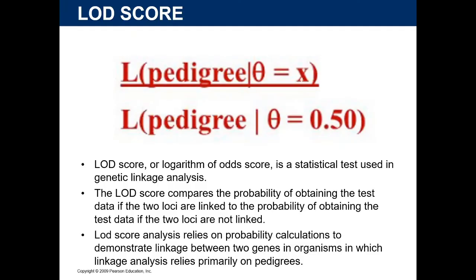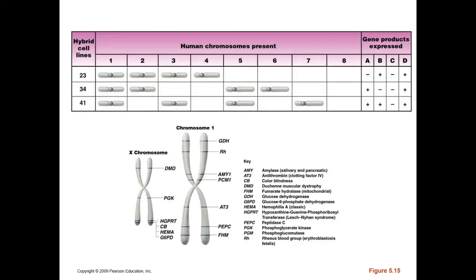So what is LOD score? LOD score is the logarithm of odds score, which is used for genetic linkage analysis. In LOD score, we compare the probability of obtaining the test data if two loci are linked versus obtaining the data if the two loci are not linked. So it relies on probability calculations to demonstrate linkage between two genes. In organisms, linkage analysis relies primarily on pedigrees.